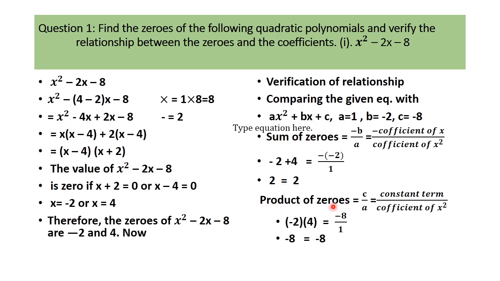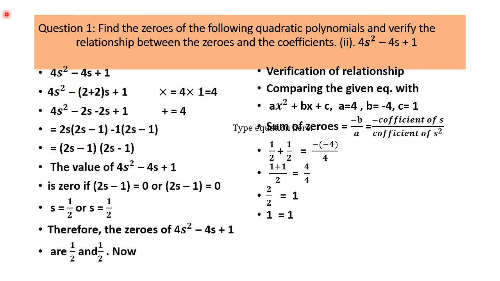Now second, product of zeros, that is c upon a, or constant term upon coefficient of x square. Now for the product of these two, we will multiply these two, minus 2 into 4, this is minus 8. Now on the second side, c upon a, c is minus 8 and a is 1, so this is minus 8. So both sides are equal. This is how we verify the relationship. This is the first question, first part.